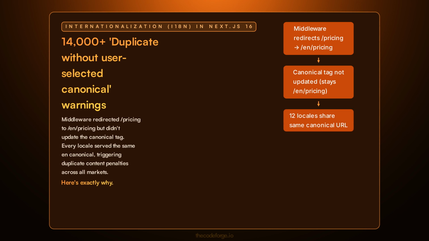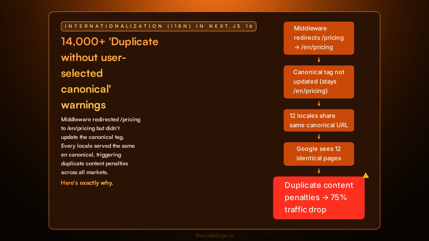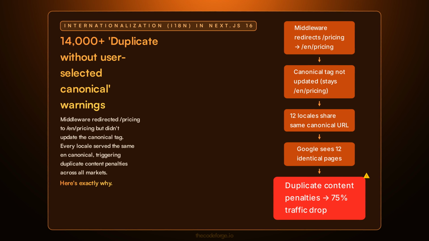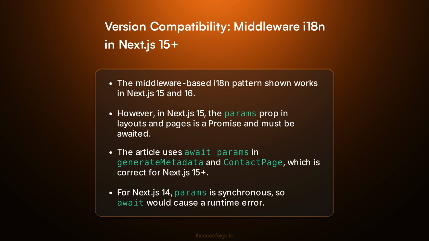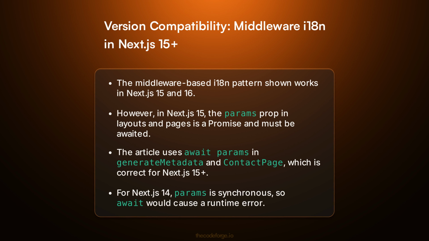Google Search Console lit up with 14,000-plus duplicate canonical warnings, and organic impressions dropped 75% in a week. The culprit? Next.js middleware that redirected locales but forgot to update the canonical tag. The middleware-based i18n pattern shown works in Next.js 15 and 16.